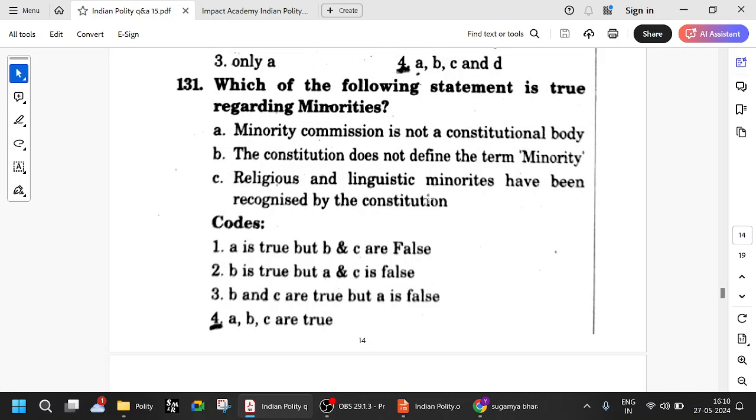So we have seen in Article 29 and 30, right? Religious and linguistic minorities, their culture and all those things. We have seen languages also, articles starting from 341. There are officers, language officers and all these things. So all A, B, C are true.